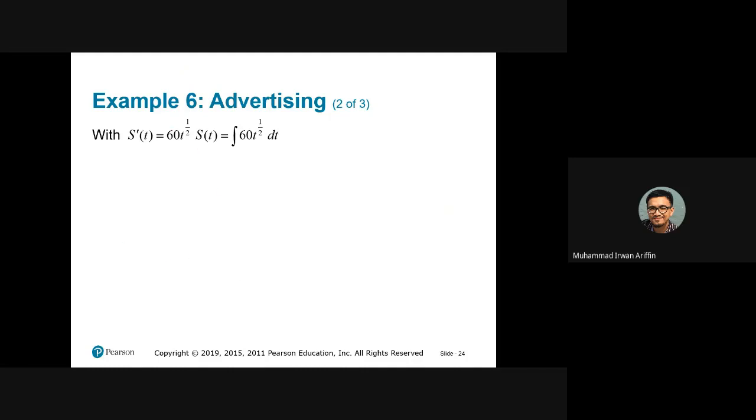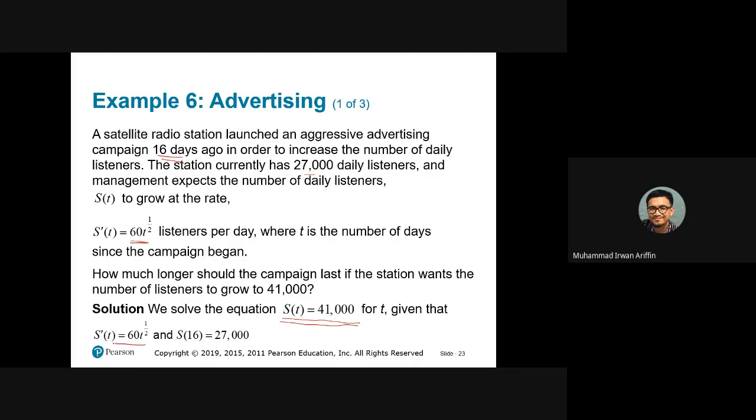So based on these two pieces of information, we have the derivative, and we want to get the original function, s(t). Given s'(t) equals 60 t^(1/2), we need to integrate s'(t) with respect to t, which equals the integral of 60 t^(1/2) dt. So how do we integrate this? This is a constant, right? It should be very easy. So this becomes 60 times the integral of t^(1/2) dt.